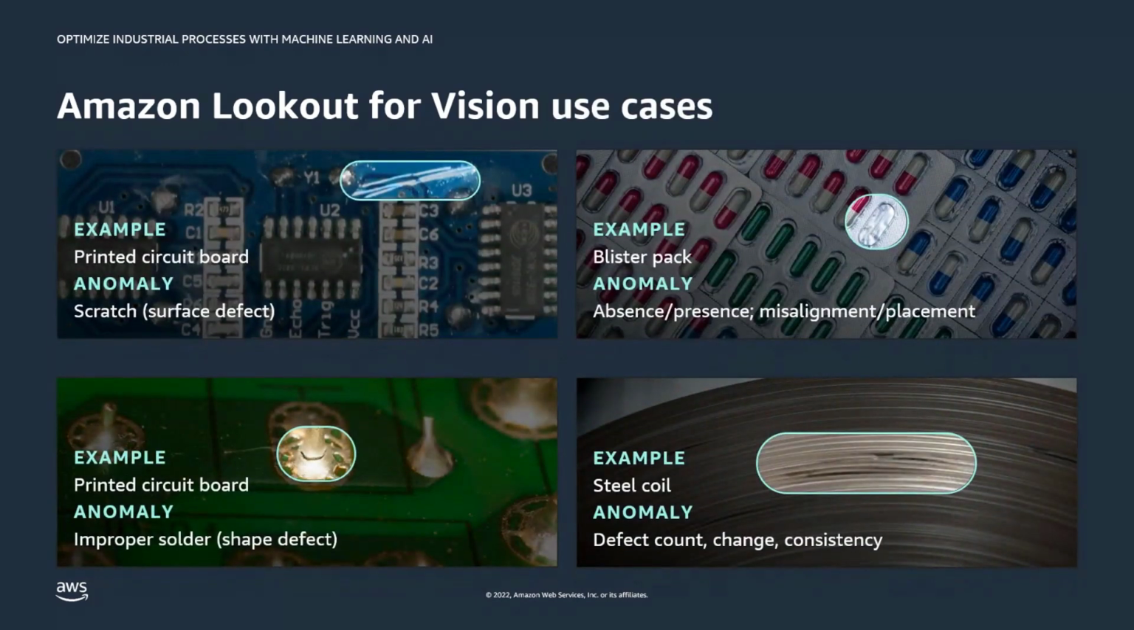So let's take a look at a few examples of the kinds of defects that Amazon Lookout for Vision can help you to find. One defect type could be a tiny scratch on something like a printed circuit board, which you can see in the upper left. Or it could be the absence or presence of something, or misalignment or placement of an object, such as a missing product in a blister pack seen on the upper right. Other examples that you could use this for are shape defects, such as improper soldering on a printed circuit board, or identifying consistency changes in steel coils, for example.